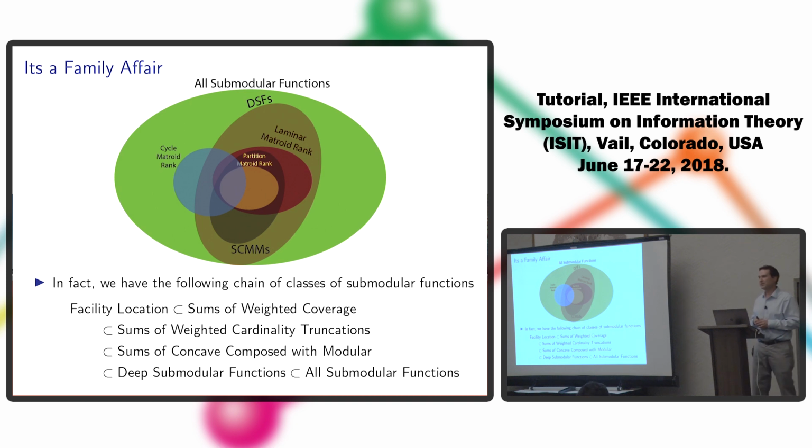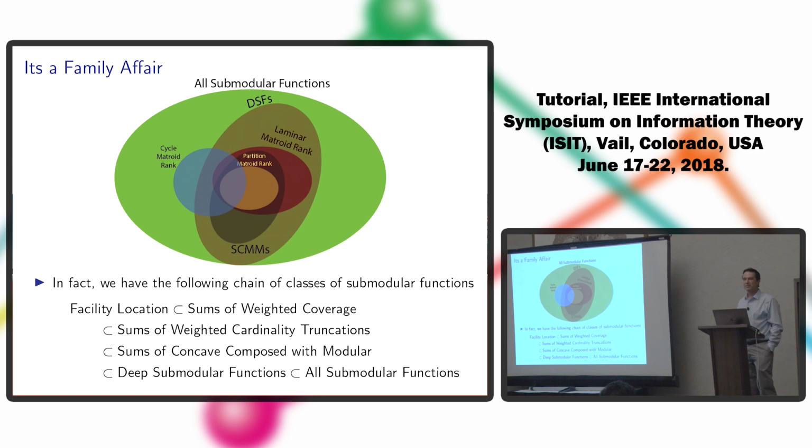This is something, to be honest, I was inspired by Raymond Young's paper from '98 to look at additional classes of submodular functions to try to understand, can we find practical and useful ones, but that are still guaranteed to be more expressive? And this is sort of a general class of functions that you can show. But I think what's most interesting for this particular talk is that the facility location functions are strictly smaller than the sums of weighted coverage functions, which is strictly smaller than the sums of weighted cardinality functions, which is smaller than the sums of concave composed with modular functions, and which is strictly smaller than the deep submodular functions, and which is strictly smaller than all submodular functions.